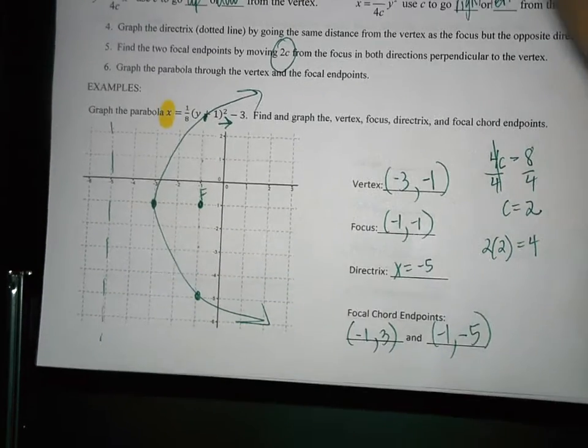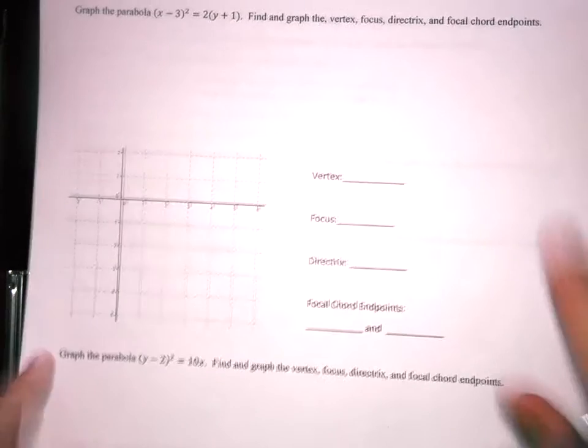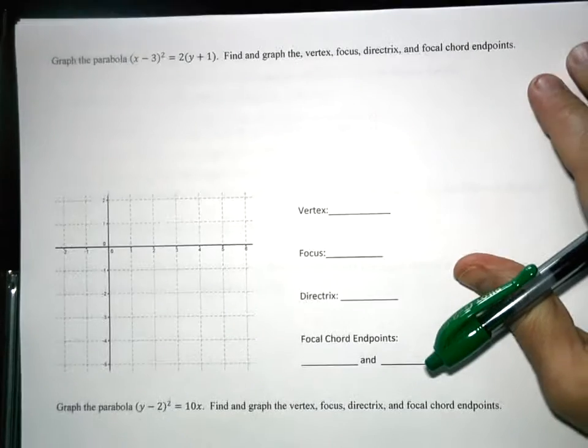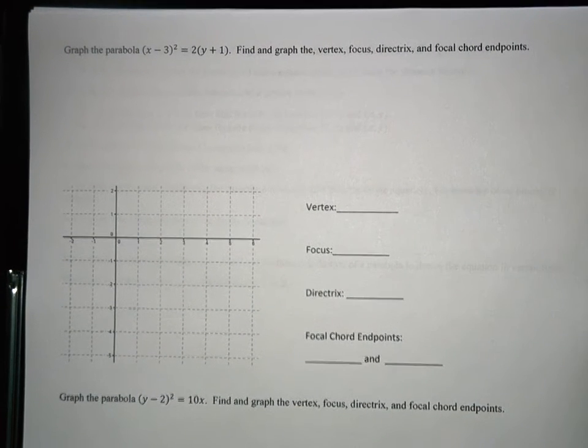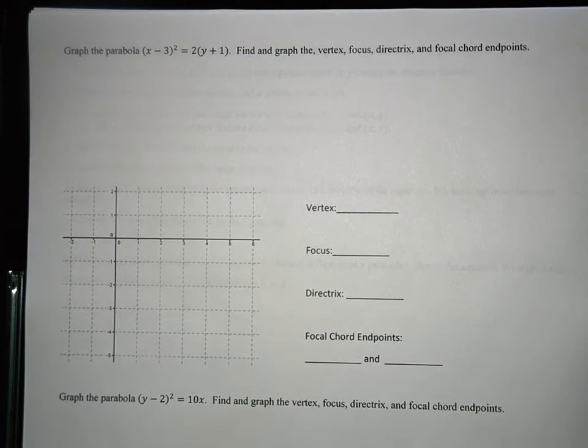Okay, we're going to go ahead and turn the page now. And we have another example here. You'll notice this one is not set up in our vertex form.